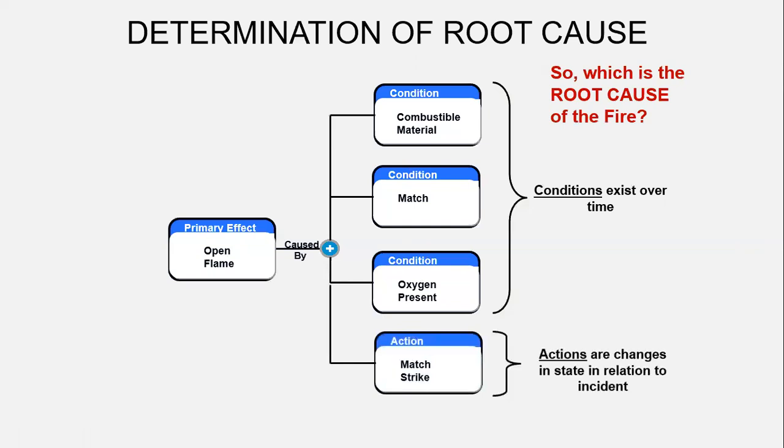Usually I get the response, well, the match strike, the action. Well, that could be true, but at the same time, what if we eliminate the oxygen? Do we get a fire? The answer is no. What if there's no matches around to pick up and strike? Same answer, no fire. What if there are no combustible materials to burn? We still don't get a fire. And likewise, if no one strikes that match in the presence of the oxygen and combustible materials, we don't get a fire either. So, which of these would be the root cause of our fire?